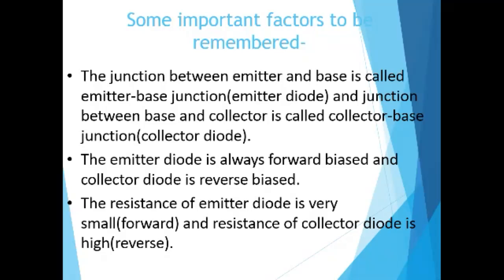But in case of the collector diode, that is reverse biased, that is, the resistance is very high. So no current is passing. That is called the reverse bias. So reverse bias occurs at the collector diode.